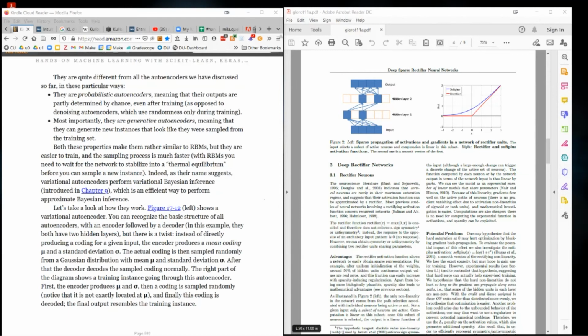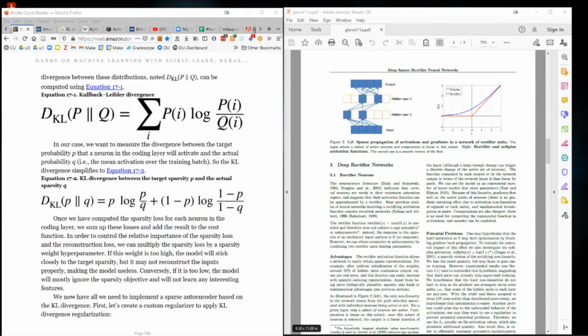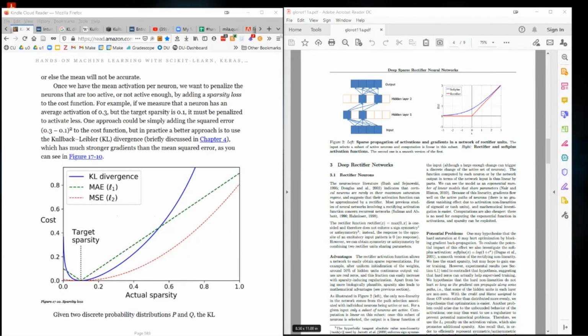Can we go back to figure 17.10? I had one more question. Go back to which one? 17.10, the one before this. Yes. Looking at this figure, if you look at the last line just above it, it says KL has a much stronger gradient than mean squared error, as you can see in figure 17.10. So what exactly are we seeing in that figure that corresponds to that statement?